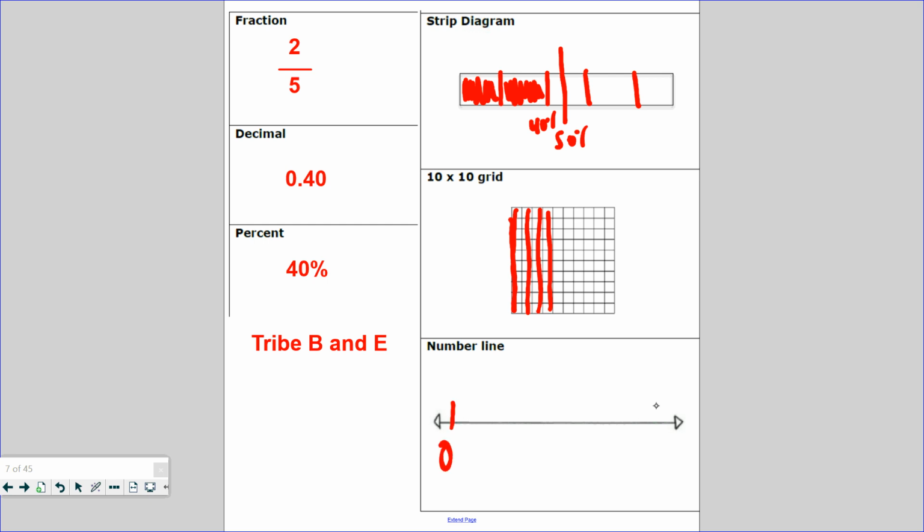So 0, 1. Well, I know 1/2 is in the middle or center. And 1/2 is the same thing as saying 50%. So I believe it would be somewhere right here on the number line. And that would be 40 hundredths, 40%, or 2/5.